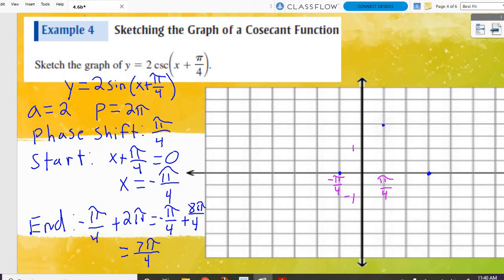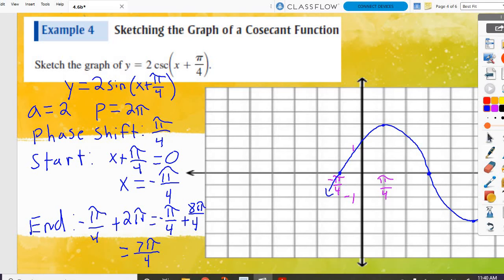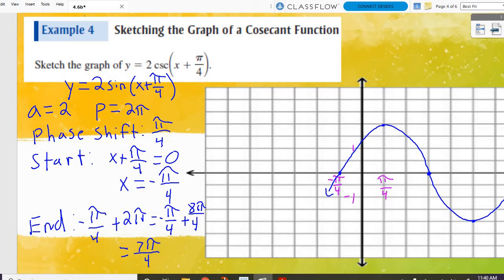So we'll be here. And then our minimum is going to be very similar. Instead of at -1, we're going to be at -2. So that is what our sine graph looks like. But remember, they don't actually ask us to graph our sine graph. They ask us to graph the cosecant graph.